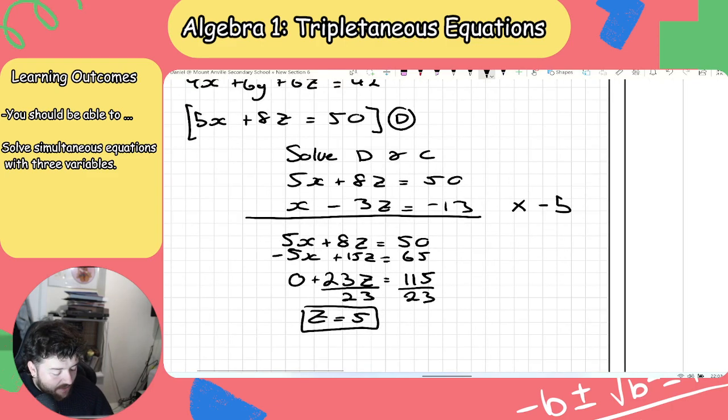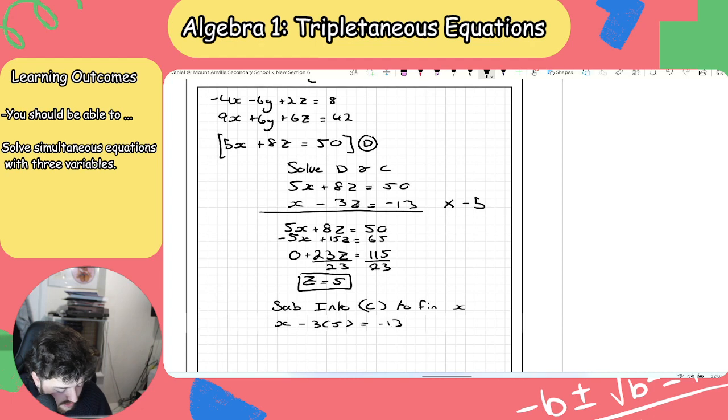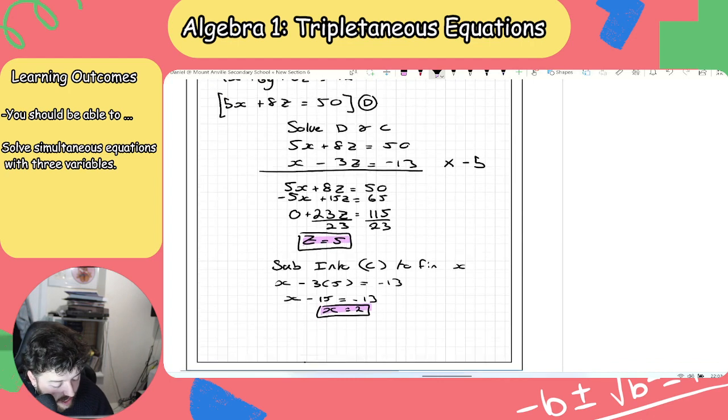Now that I have z is equal to 5, I'm going to sub that into C to find x. So I have x minus 3 times 5 equals minus 13. I'm going to have x minus 15 equals minus 13. I'm going to have x is equal to 2.